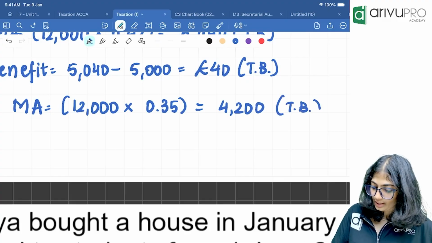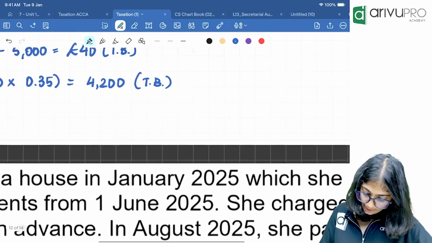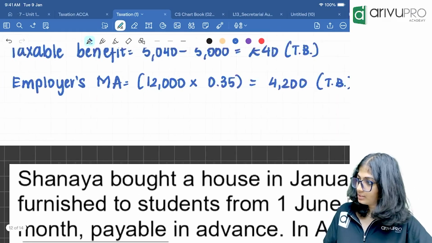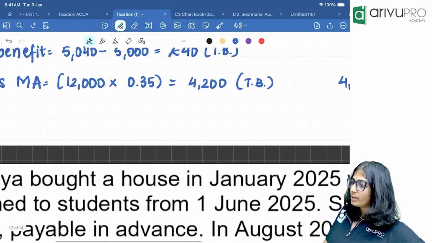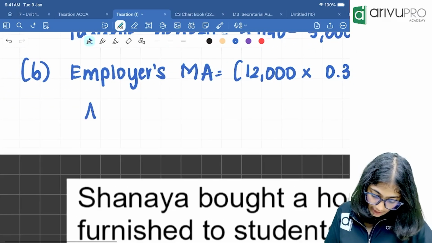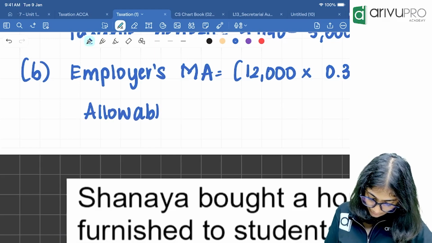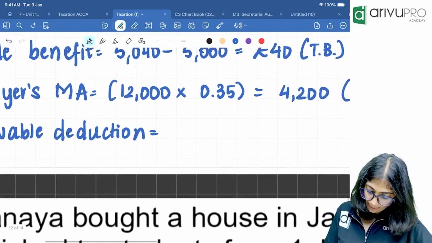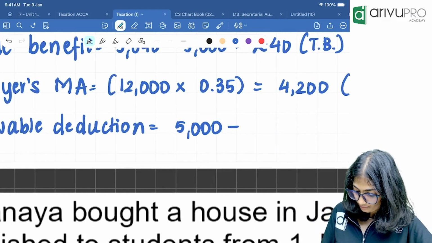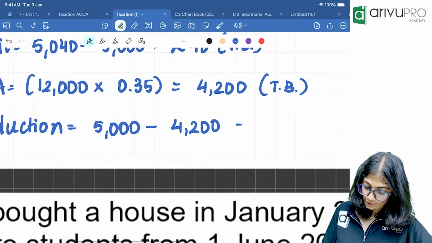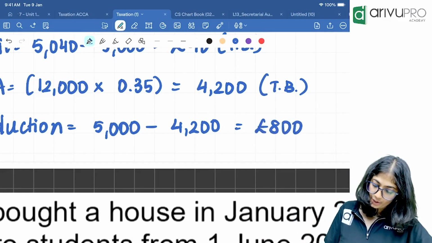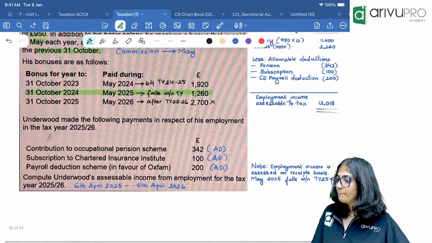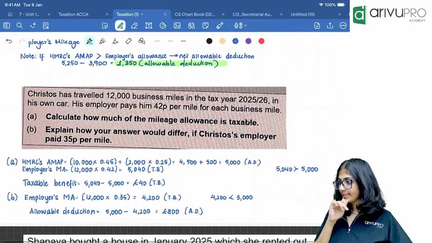That's the mileage allowance received. Now, we know that 4,200 is less than 5,000. Simple maths. So there's going to be an allowable deduction. The allowable deduction is going to be 5,000 pounds minus 4,200 of mileage allowance they are getting. So a total of 800 pounds is going to be your allowable deduction. I hope this is clear. This is how systematically you solve everything.